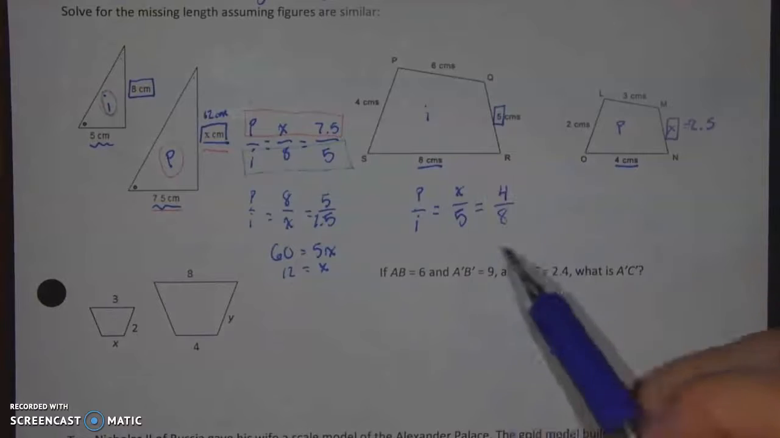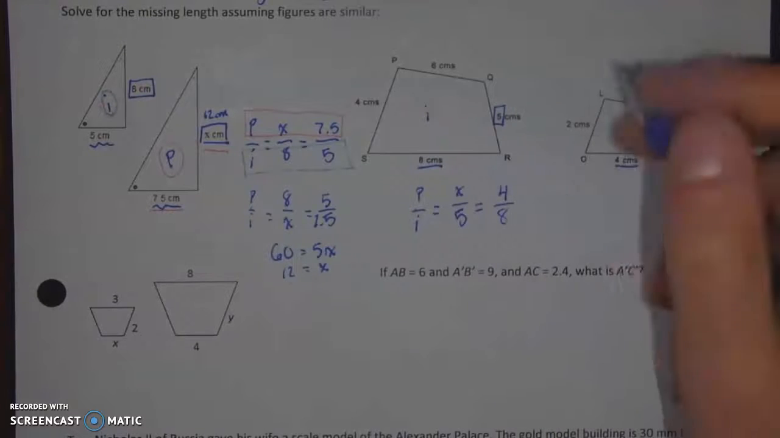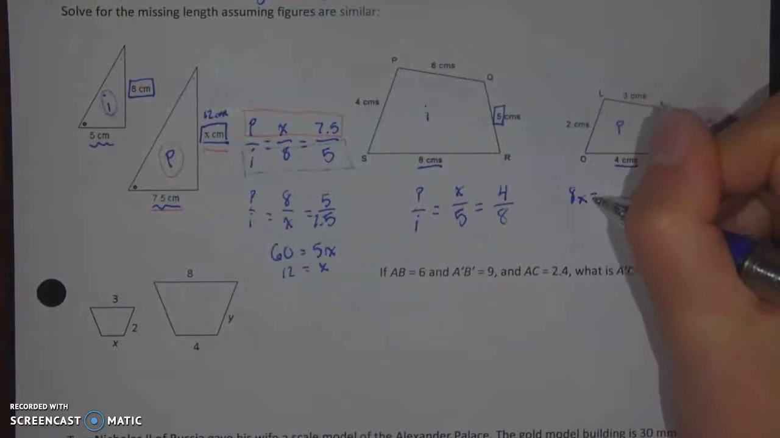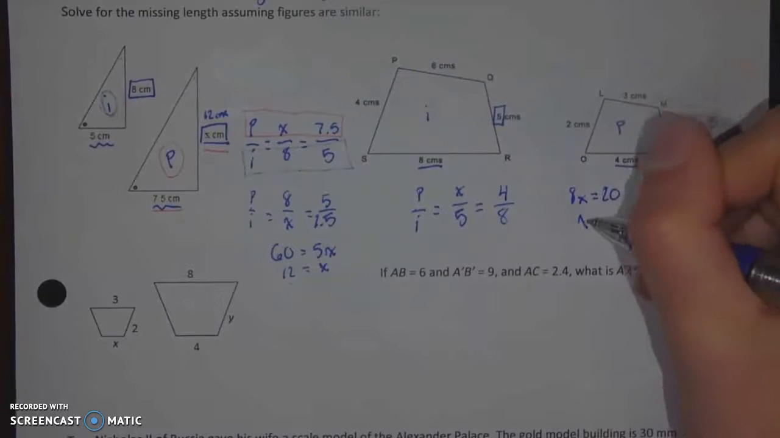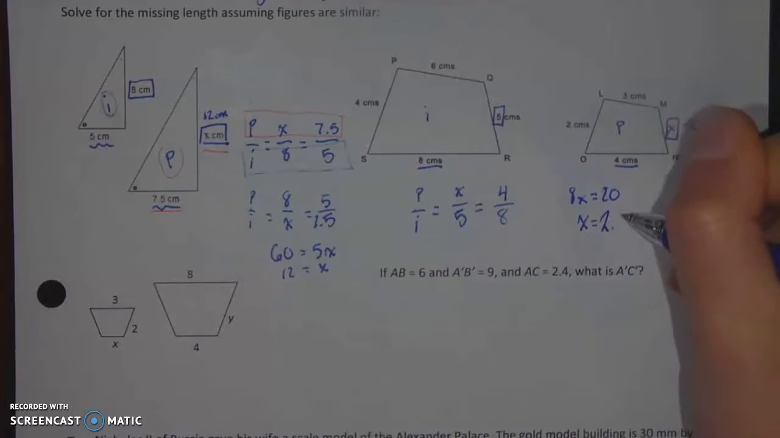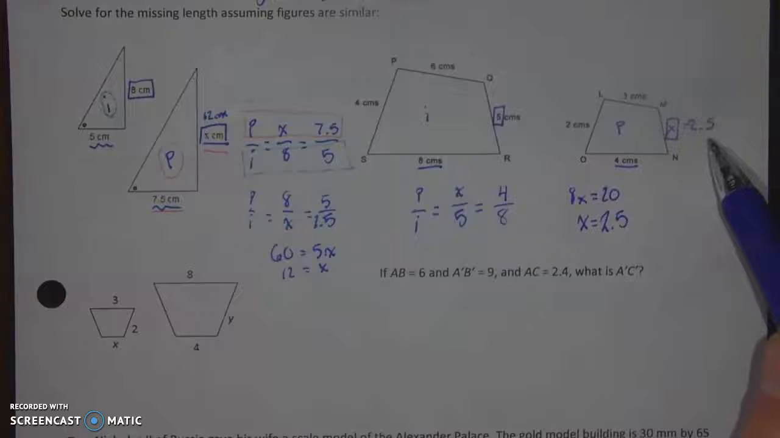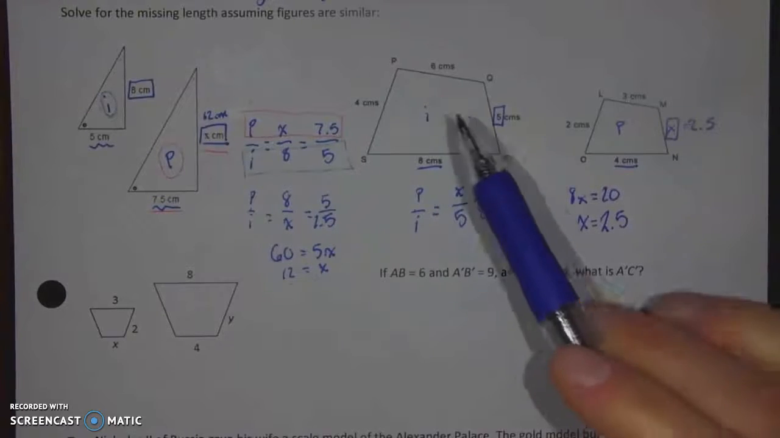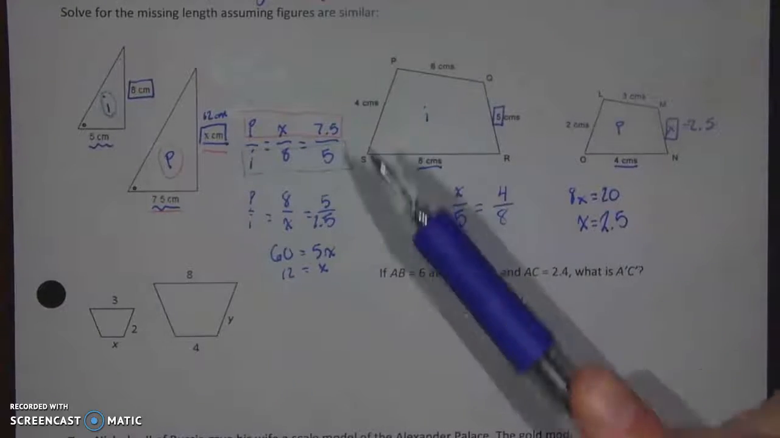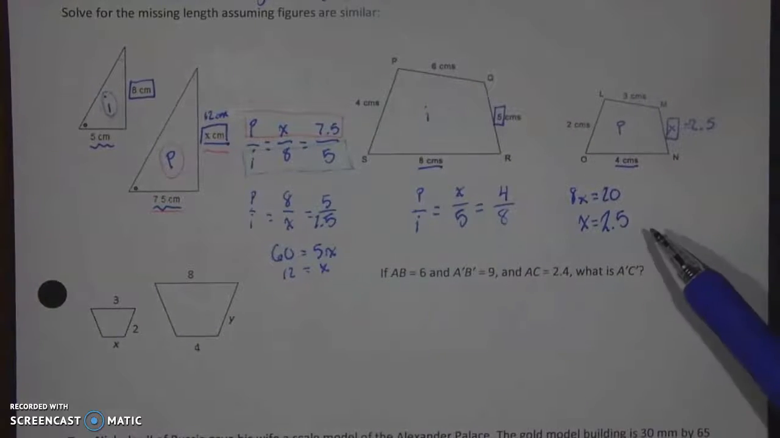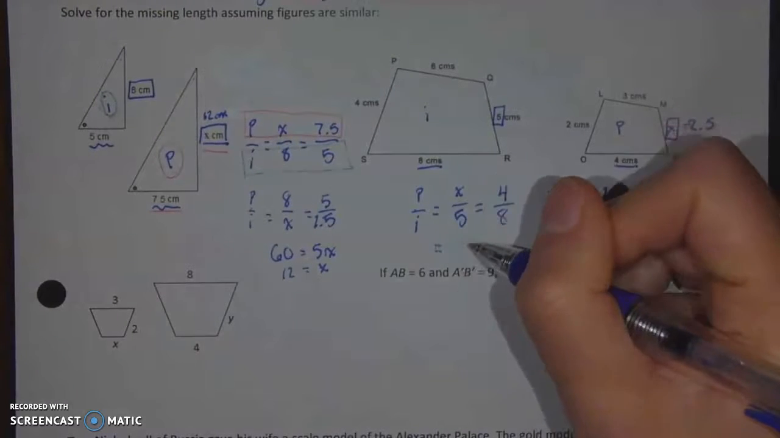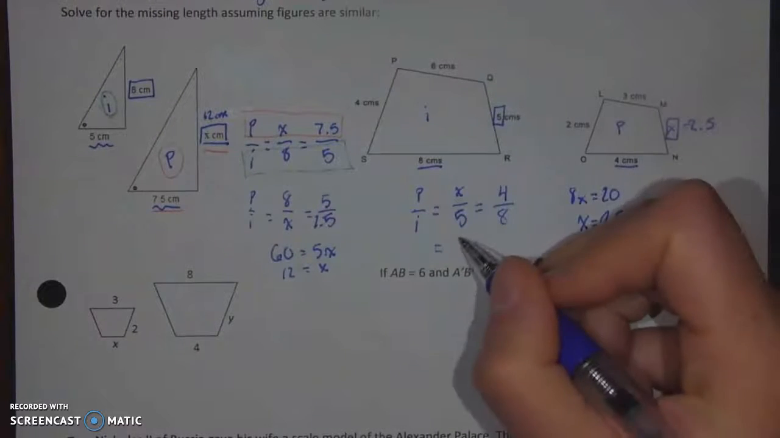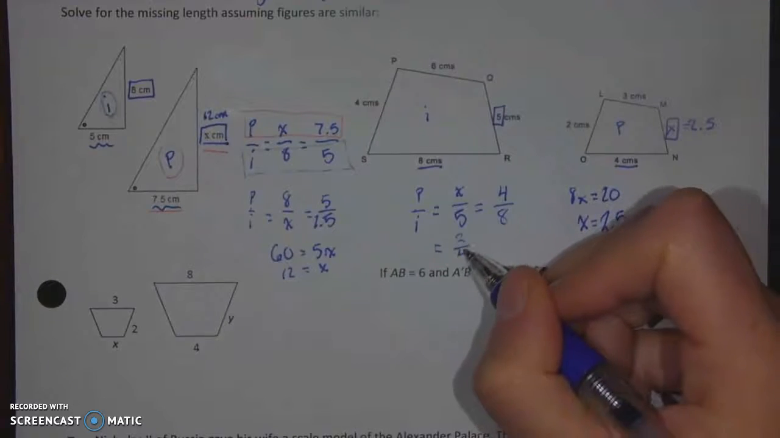Once I have this, I can solve. And I get 8 times x, or 8x, is equal to 4 times 5, or 20. Divide both sides by 8, and you get x is equal to 2.5, which is correct. Now, I could have done the same thing with 2 and 4, and it would still give me 2.5. In fact, all of these lengths are proportional to each other, so I could fill in all of my fractions as equal to each other.